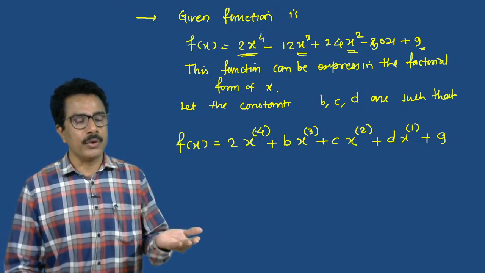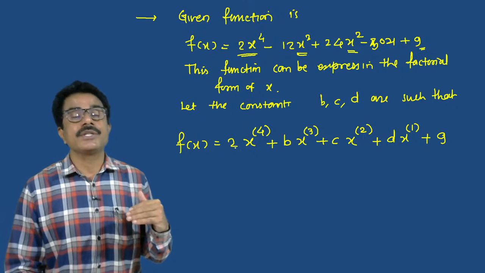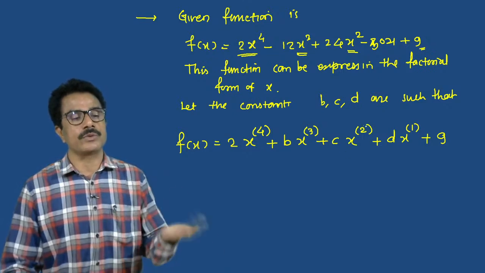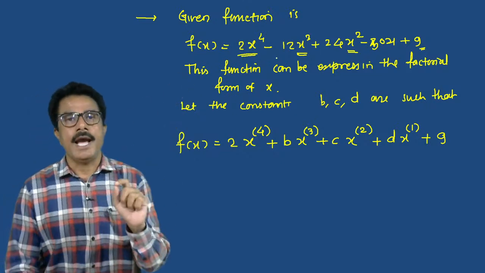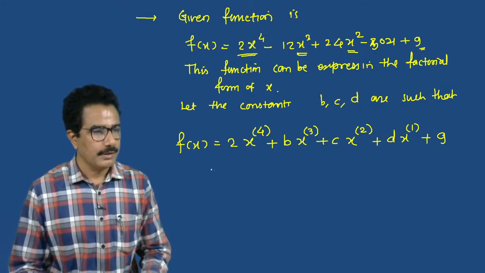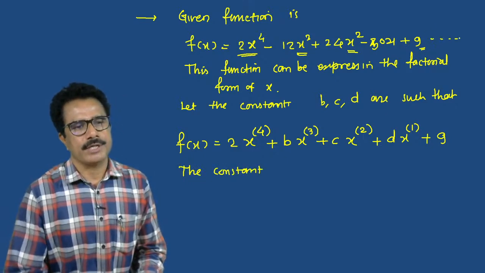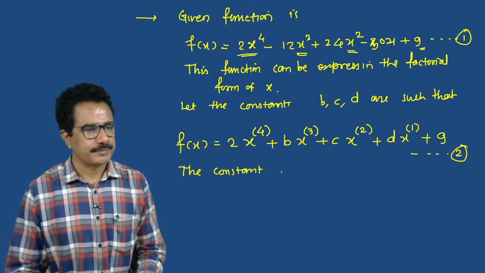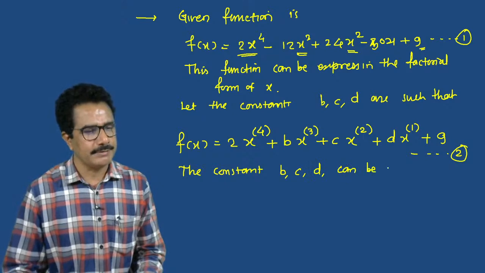A into x raised to 4. What does a mean? A remains as it is, and here A is equal to 2. So A x raised to 4 factorial, b x raised to 3 factorial, c x raised to 2 factorial, d x raised to 1 factorial. But A is always the coefficient of the highest degree term, as it is. Suppose this is equation number 1, and this is equation number 2. The constants b, c, d can be determined.